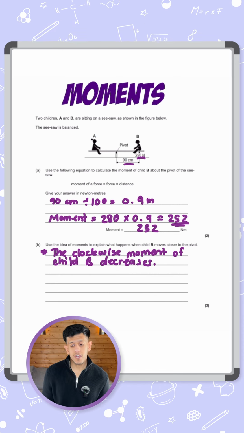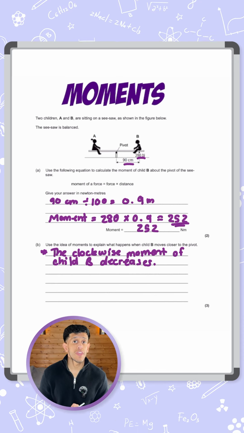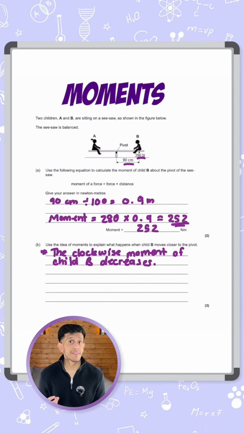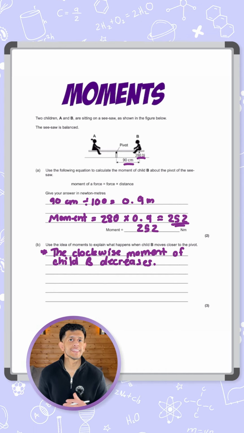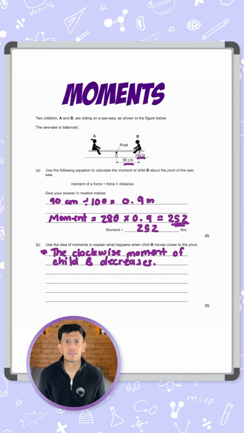So for my next mark, I'm going to compare how that compares to child A. So initially they were balanced, so that means they had equal moments. Now if child B's moment has now decreased, it means it is less than the anti-clockwise moment for A, so that's going to be my second mark.